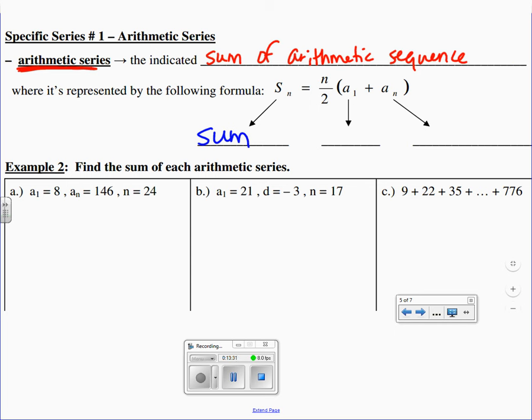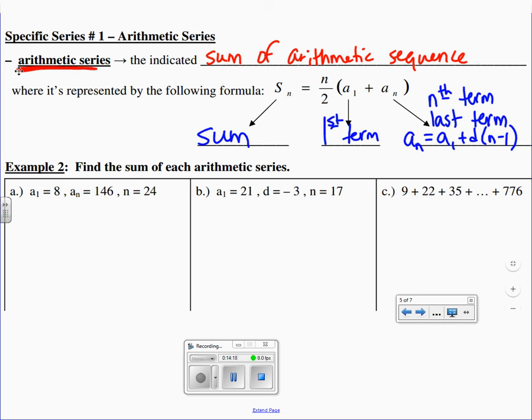A1 is the what? First term. AN, there's a couple different ways they call that. Sometimes they call it the nth term. Sometimes they call it the last term. And sometimes they make you use the formula from yesterday. So AN equals A1 plus d(n minus 1). Okay? So it just depends on the problem, how it's presented.